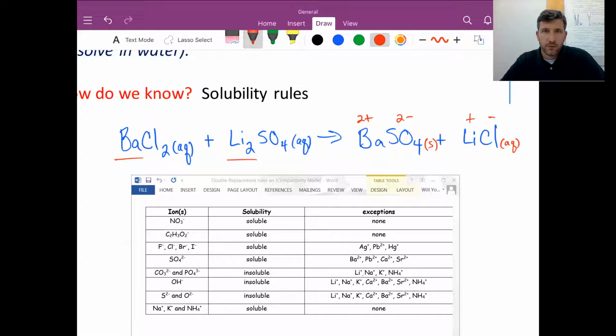Okay, so now there are going to be a couple more questions that pop up on the screen just so I can see how you're doing with this, predicting the products and balancing.